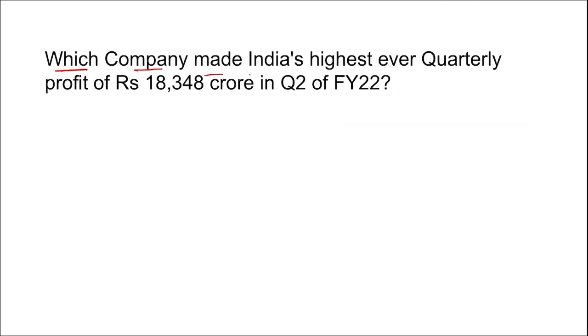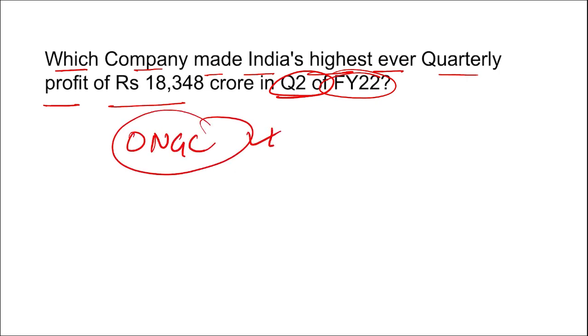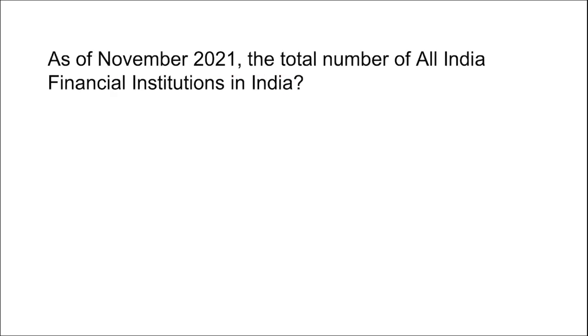Alright, next. Which company made India's highest ever quarterly profit of 18,348 crore rupees in the second quarter of fiscal year 2022? ONGC was the correct answer for this particular question. Some questions are so direct. Alright, you have to just know the content. If you know the answer, you will be able to do it.